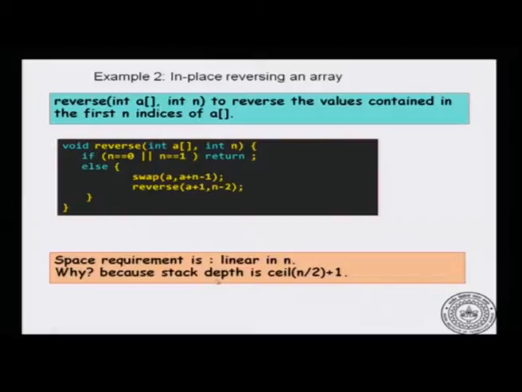So, each function call will take, let us say, a constant amount of space, and there are about n/2 function calls. So, the stack depth is n/2, and therefore, the whole space, which is stack depth times the number of variables at each function, will be about n/2.